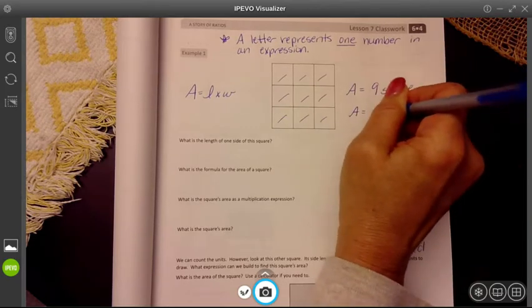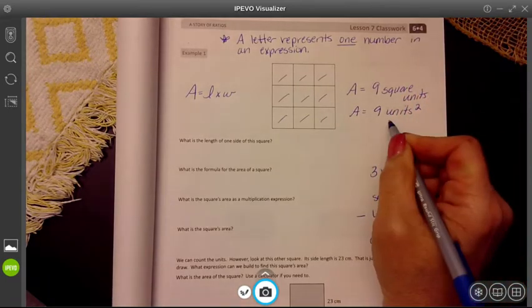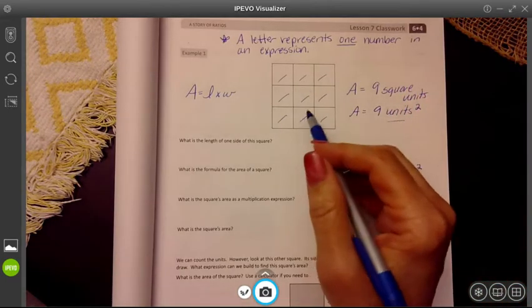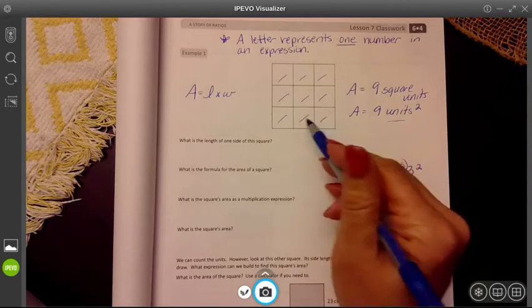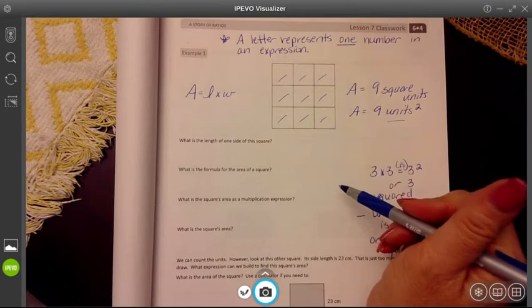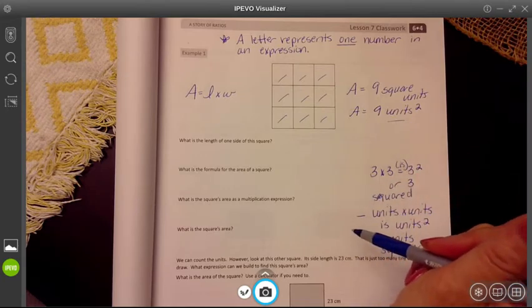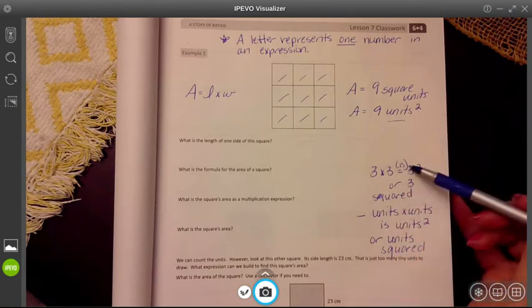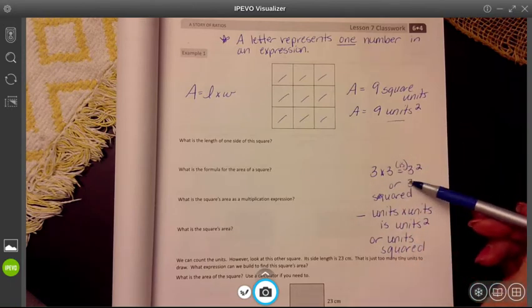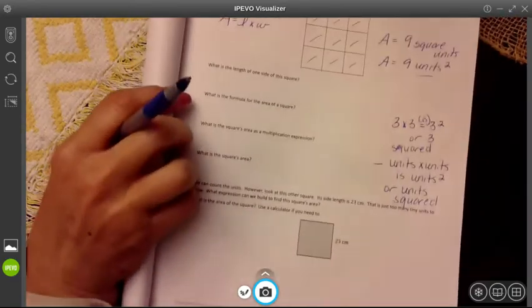or 9 units squared. Now we're using the word units because we don't know if these are centimeters, inches, yards, feet. We don't know what they're representing because there's no measurement given. In that case, you use the word units. Okay? And units squared is the same thing as if we have 3 times 3 is 3 squared. Units times units is units squared. So for this one, it's 9 square units.